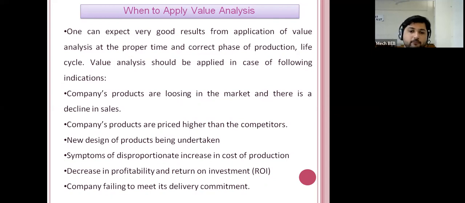Okay, then when the company is failing to meet its delivery commitment, the commitment given to the customer, and it is not fulfilled, at that time the company needs to apply this value analysis concept to understand whether there is a problem related to the manufacturing, or whether there is a problem related to the functionality of the product. So one can expect very good results from the application of value analysis at the proper time and correct phase of the production life cycle. Value analysis should be applied for the different concepts.